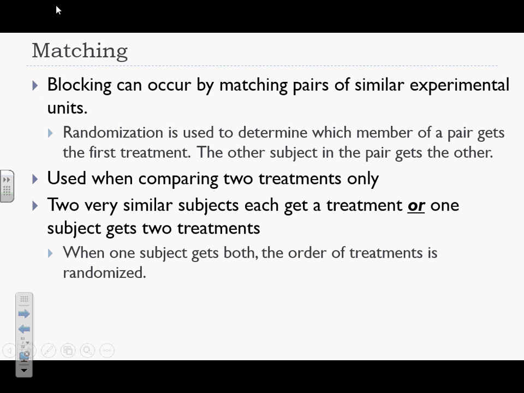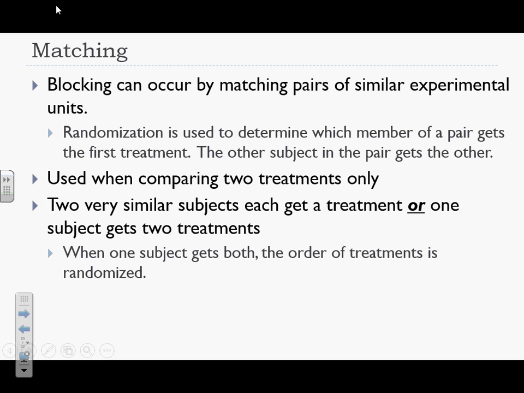So what needs to happen here, to try to control as much as possible, to weed out any variation that might occur when one subject gets both. So when we use this second type of matched pairs design, the order of the treatments must be randomized.